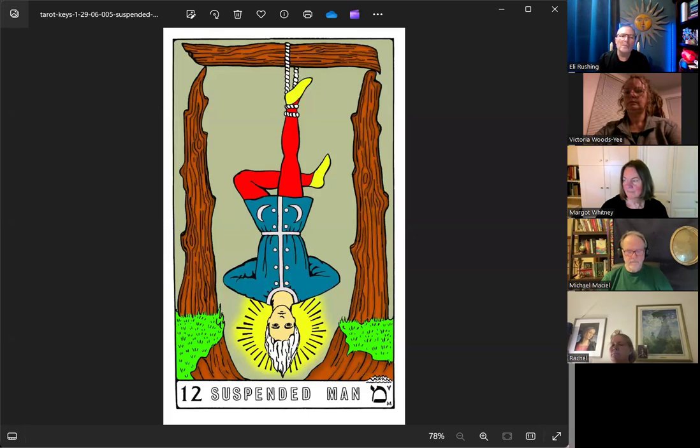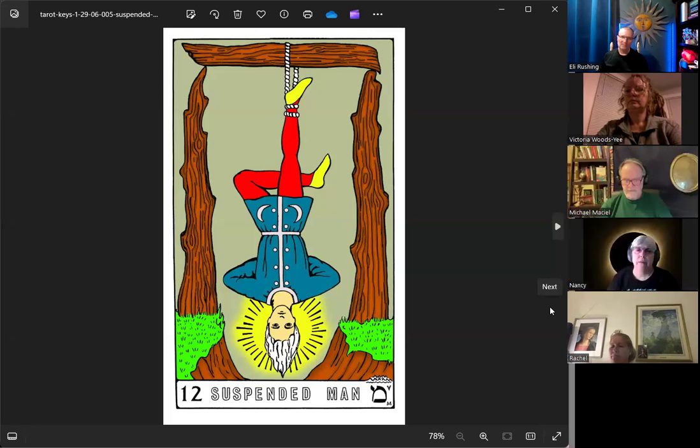And please share what comes to you reading our key for this week's path, the path of men. This key of the suspended man. Who tied him there? There's no bow on the rope. There's no starter end on the rope. He's kind of young looking to have white hair.